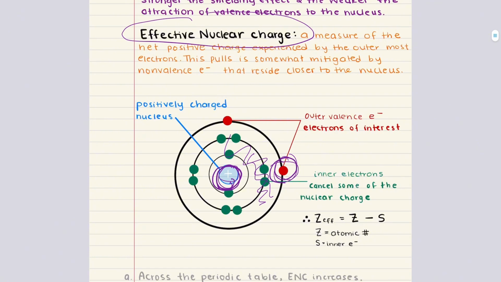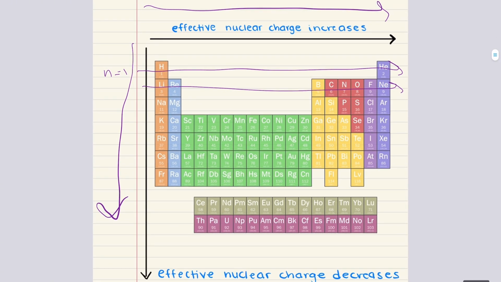And the effective nuclear charge is calculated using this equation right here. The effective nuclear charge is equal to Z minus S. Z is the atomic number. This is the total number of protons for an atom. And S is the number of shielding electrons, aka the number of core electrons, the number of electrons between the valence electrons and the nucleus. The reason we subtract S is that the core electrons reduce the full attractive force of the protons on the valence electrons. So, looking at the periodic table, what is the trend for effective nuclear charge?